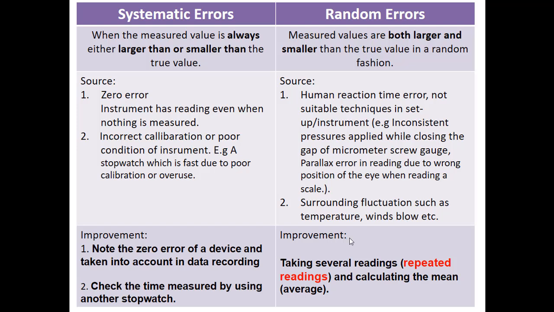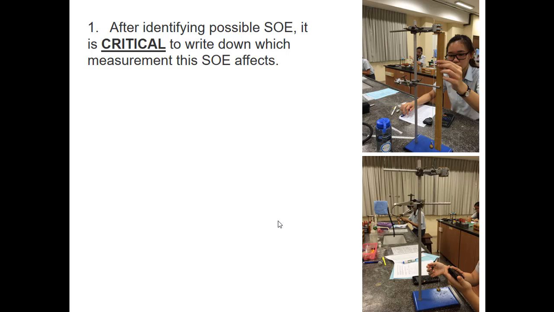So a way to improve this kind of error is taking several readings, which means that we are going to perform repeated readings and we calculate the mean or the average value. After identifying possible sources of error, it is critical to write down which measurements this source of error affects in our discussion in the lab report.